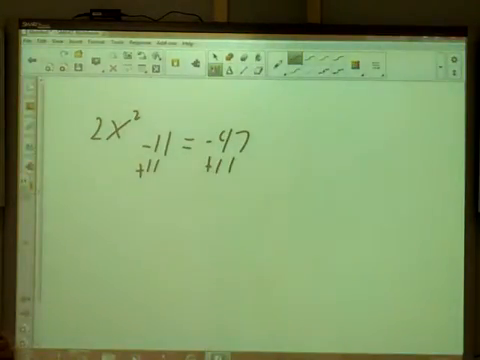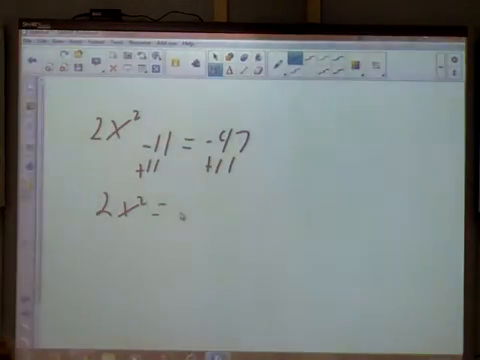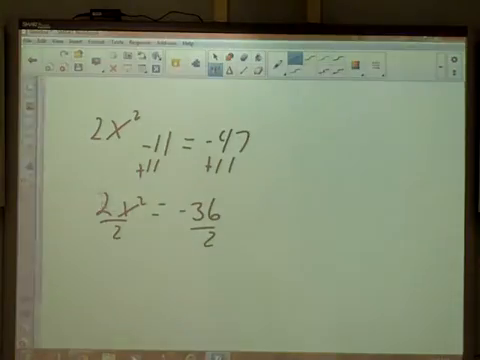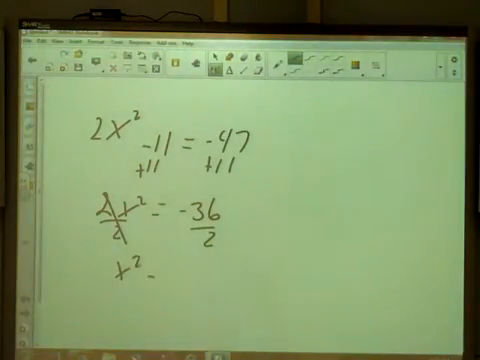So that would get me 2x squared equals negative 36. Is that right? Yes. Okay, just trying to solve this algebraically for x. My x squared is being multiplied by 2, so I would divide by 2. So it gets me x squared is negative 18. Now, x squared is negative 18. This is what we started today's lesson off with.